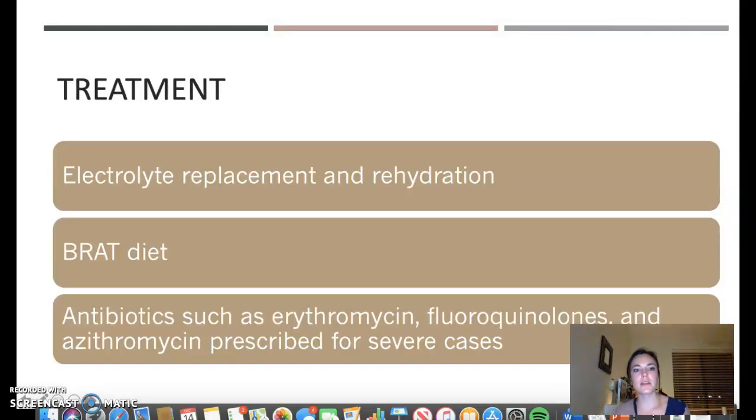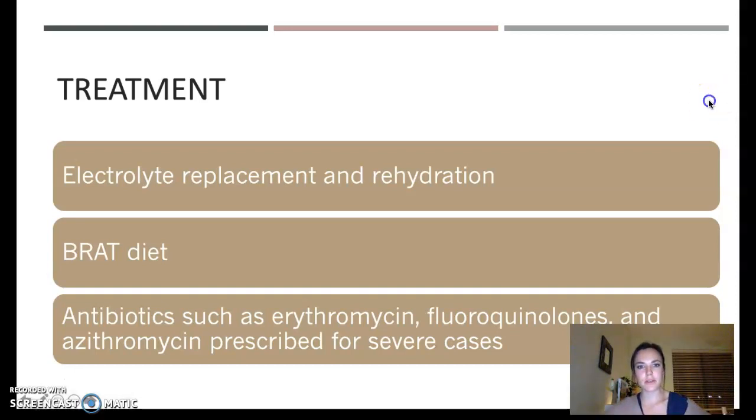So common treatment is going to be replacement of electrolytes and rehydration. So drink lots of Gatorade and water because you're losing a lot of fluids when you have this illness. Also, the BRAT diet is common. So that's bananas, rice, applesauce, and toast, which is easy on the stomach and is not acidic. If severe enough, antibiotics such as erythromycin, fluoroquinolones, and azithromycin will be prescribed.